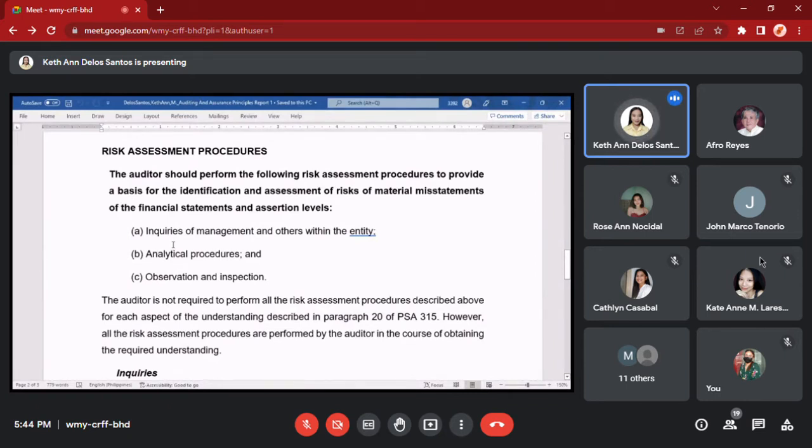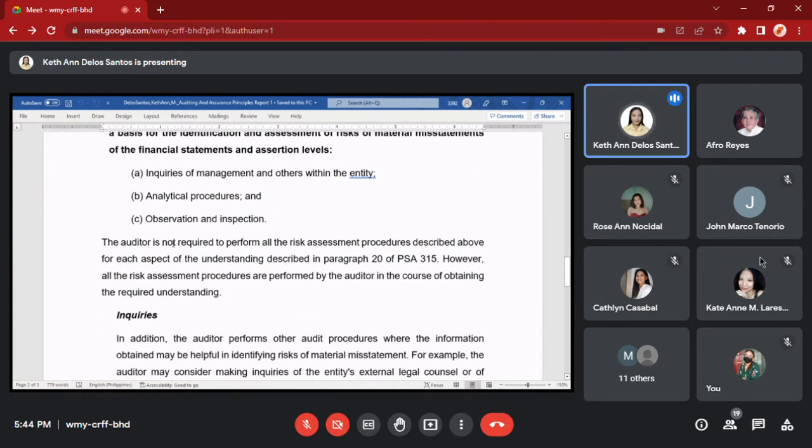B, analytical procedures, and letter C, observation and inspection. The auditor is not required to perform all risk assessment procedures described above for which of aspect of the understanding described in paragraph 20 of PSA 315. However, all the risk assessment procedures are performed by the auditor in the course of obtaining the required understanding.